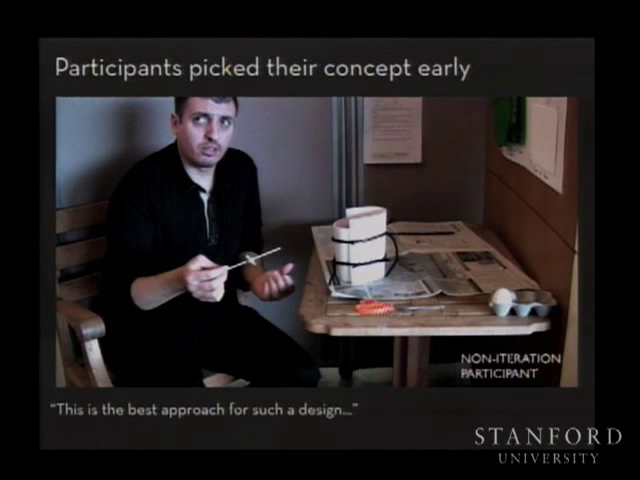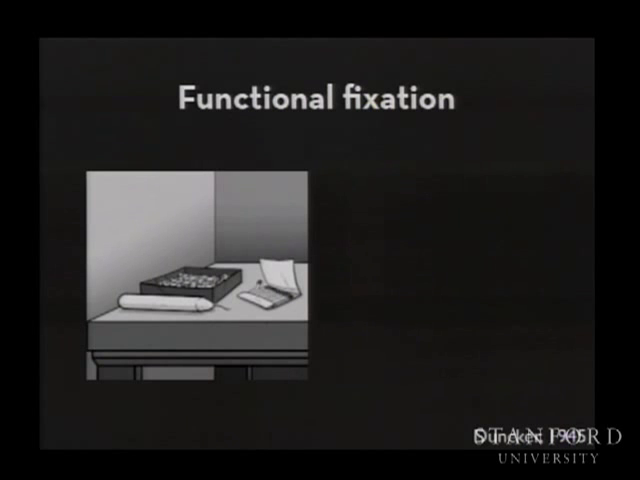This notion of functional fixation has been around since 1945, first introduced by Carl Duncker in a series of experiments with the candle problem. What he did is he had people come in and he gave them the following materials. The task was to affix the candle to the wall and light the candle without having any of the candle wax drip down onto the table. So does anyone want to guess the answer?